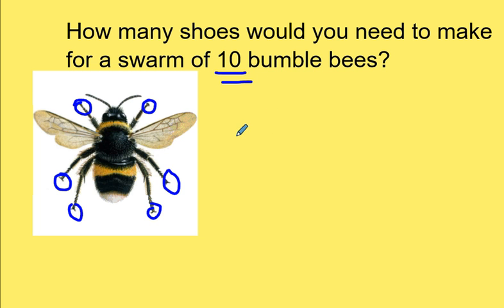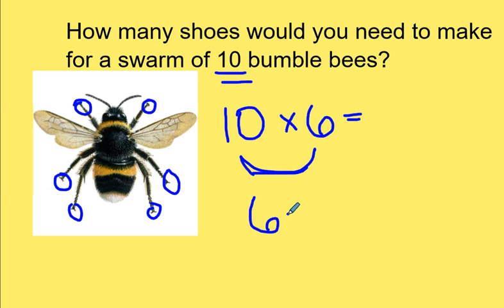We have 10 bees. So we need 10 groups of 6 shoes equals, remember it doesn't matter the order, right? So 10 times 6 is the same as 6 times 10, which means counting by 10, 6 times. You can use your fingers if you need to, or a lot of you know the times 10 rule, which is you just take this 0 and plop it over there. Either way, you would need 60 shoes for the bumblebees.